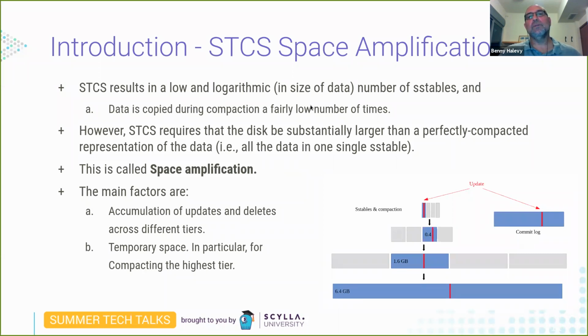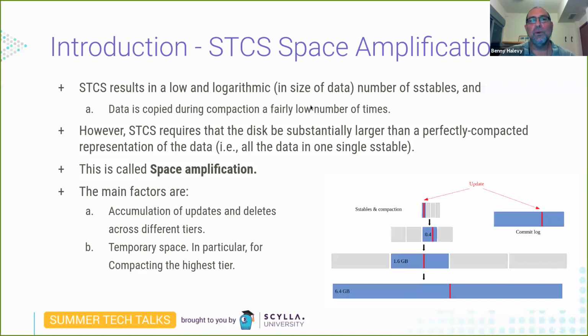Let's talk a little bit about STCS's space amplification. First, STCS results in a low number of SSTables, logarithmic in the size of data. And data is copied during compaction a fairly low number of times. This means that STCS has low write amplification.